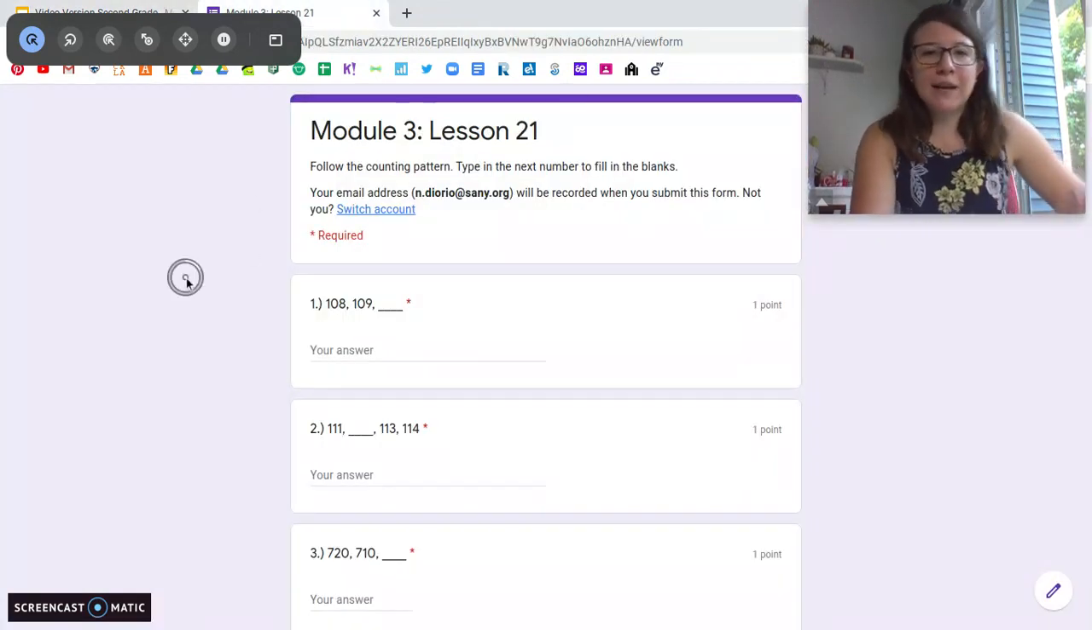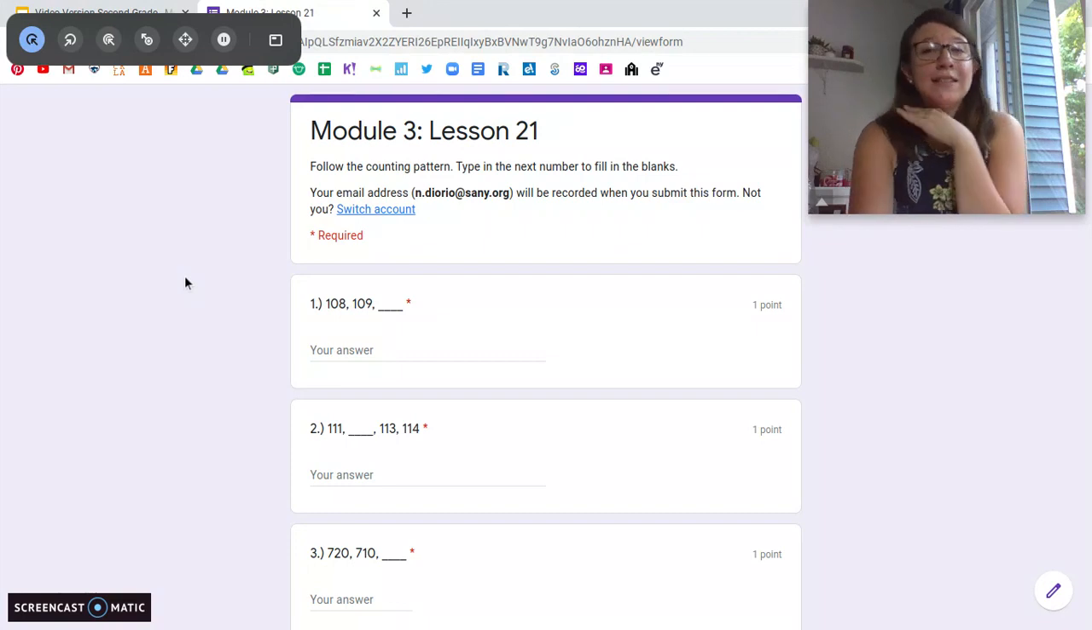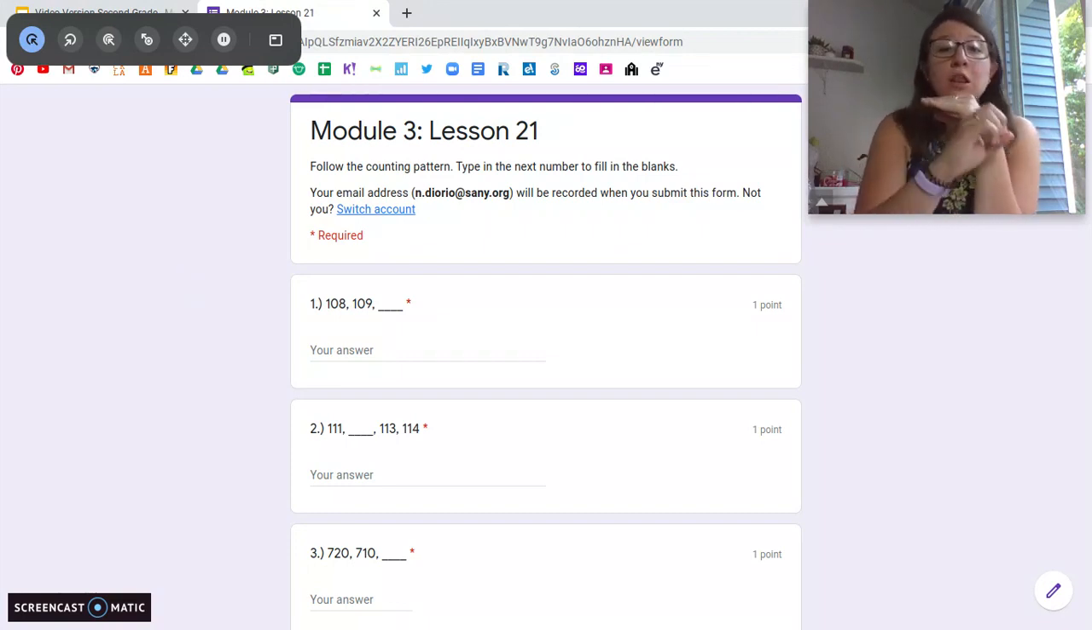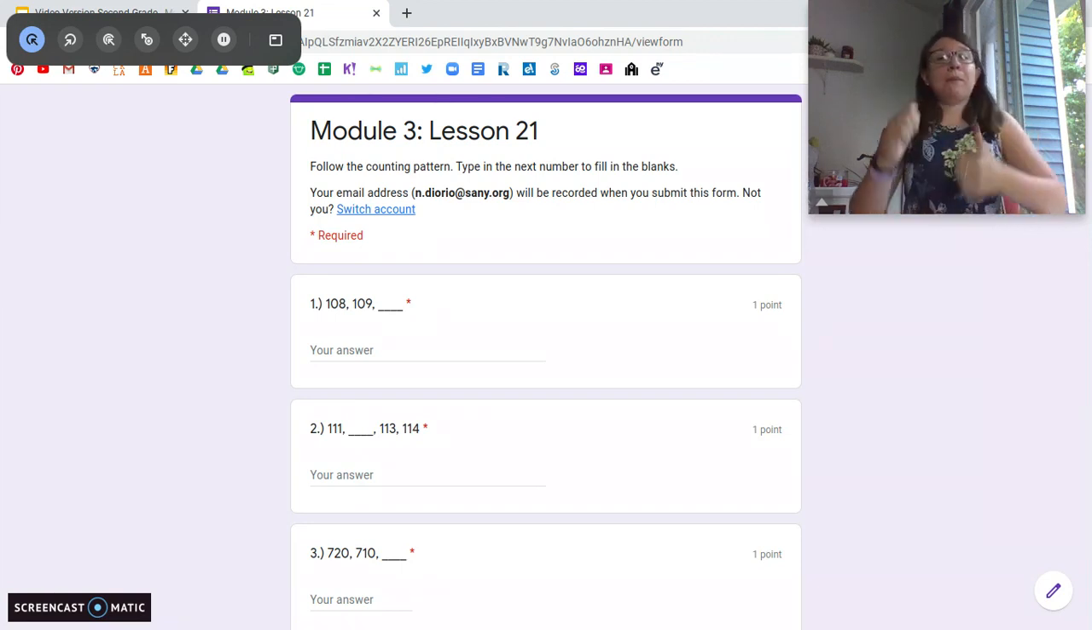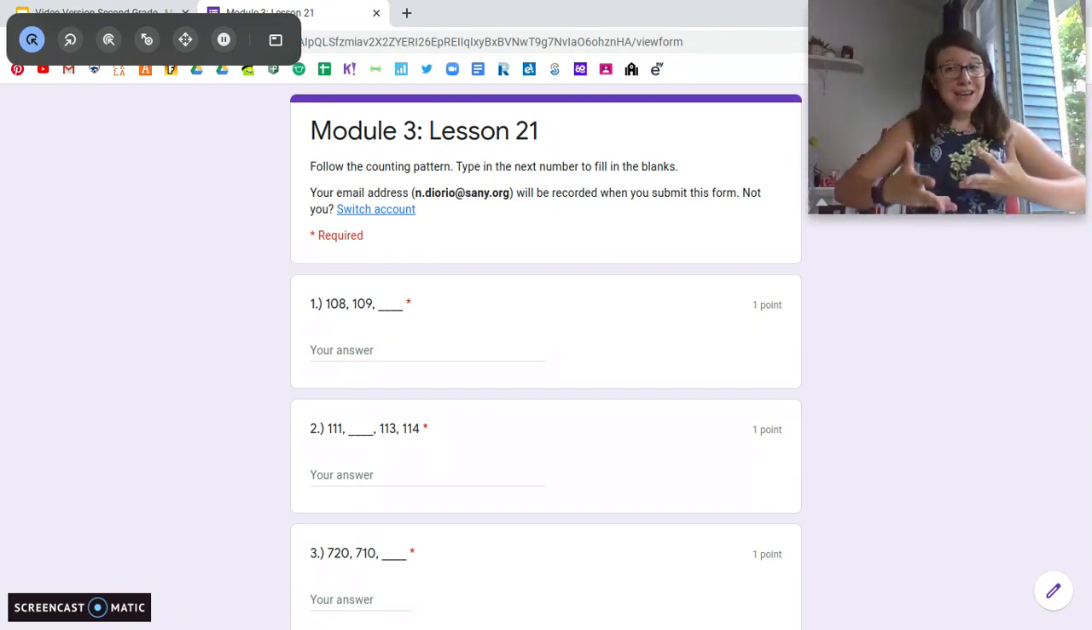All right. Let me show you your exit ticket. For your exit ticket, it's not going to tell you what the pattern is. You need to look at the numbers that it's giving you and then write what that next number is. Sometimes it's going to be counting by ones. Sometimes it's going to be counting by tens. Sometimes it's going to be counting by hundreds. Look at the numbers already in the pattern to figure that out. It also may be counting up or it may be counting down.